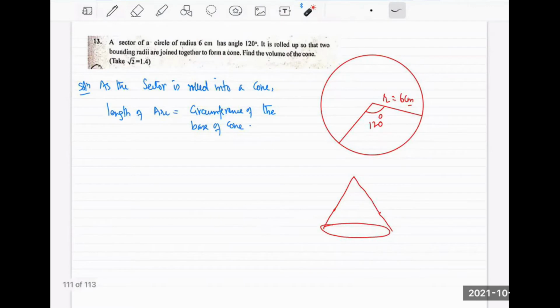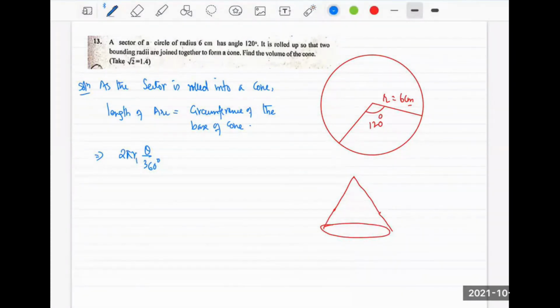So length of arc, what is the formula? What's the formula for length of arc? We have already done it. Twice pi r theta by 360. Or if you don't want 2 and 360 here, the 2 and 360 will get cancelled, and we will have pi r theta by 180 degrees. What is r? R is this 6 centimeters. Note the radius of this one, okay? So let's make it r1.